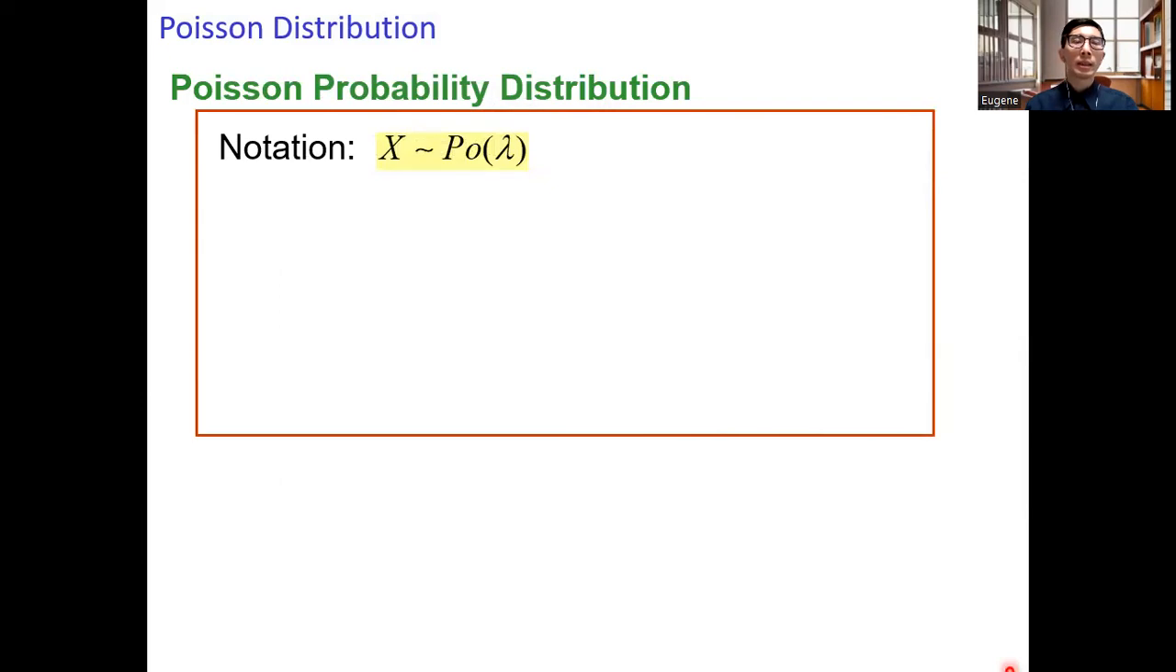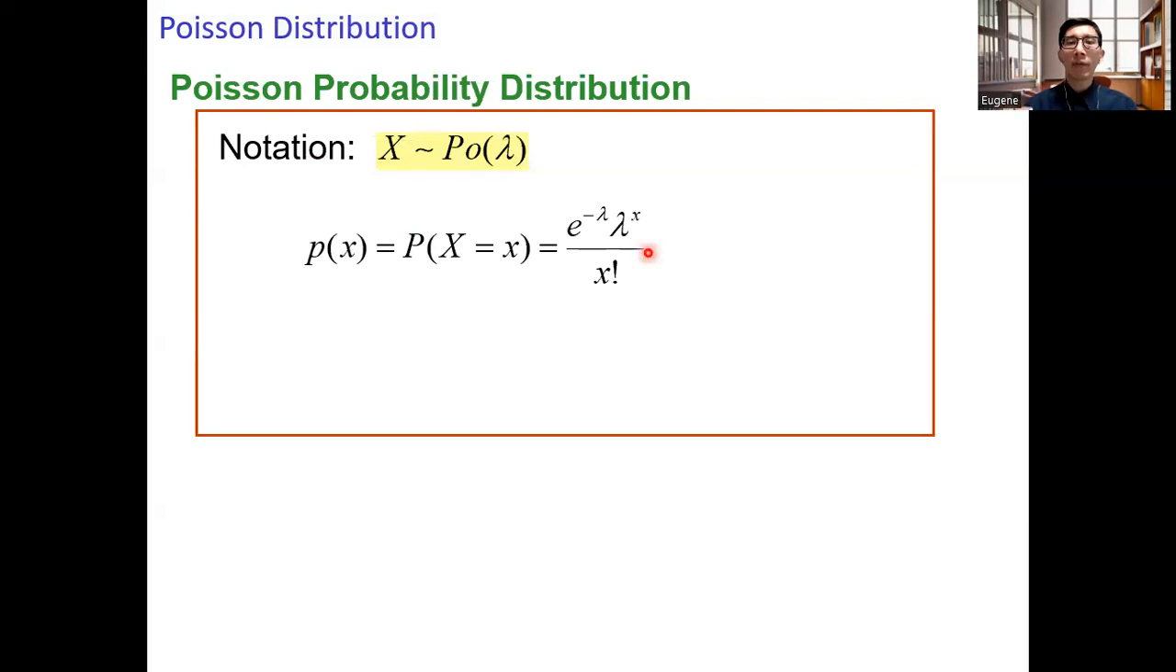Let's take a look at the notation of a Poisson distribution. The random variable x follows the Poisson distribution. Here, the symbol is PO with parameter lambda. The PMF of the Poisson distribution is given as P of x equals e to the power minus lambda times lambda raised to the power x over x factorial.